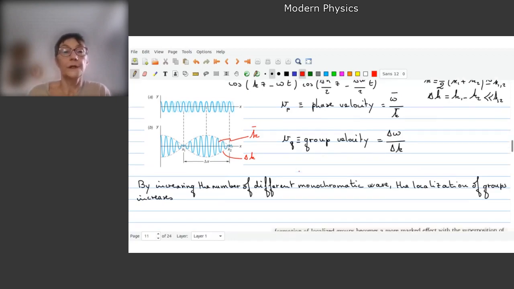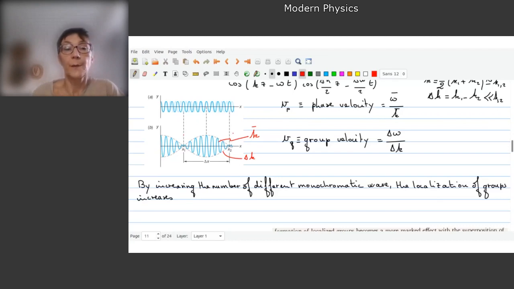And so here you see that with only two waves, you have the beginning of localization. You can say you have a wave localized here and here. It's not completely localized, but before it was completely delocalized, and so only by summing two waves you have localization starting.